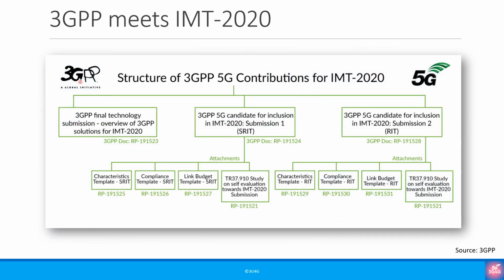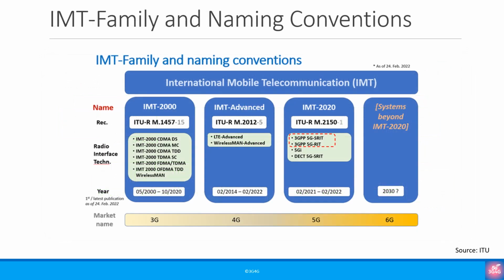3GPP had to submit lots of documentation for 5G to be considered an IMT-2020 technology. This is a summary of all the documents submitted to ITU-R. Based on the 3GPP submissions, 5G became an IMT-2020 technology. As can be seen in the picture, there are two flavors, 5G SRIT and 5G NR-RIT, which we discussed before.